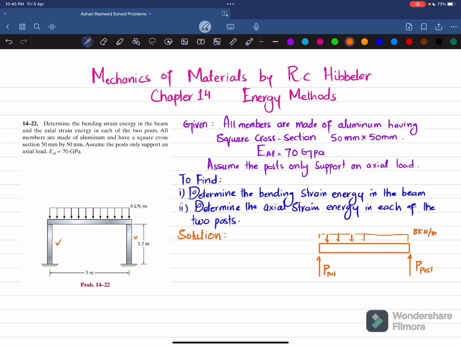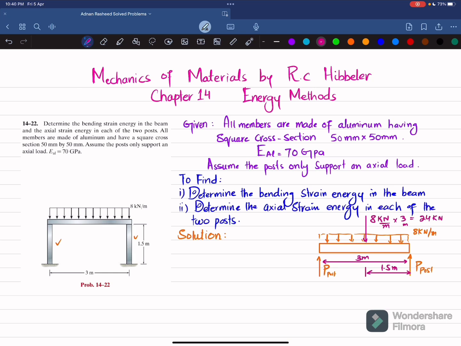So we will find this P of post by using the equation of equilibrium. So what will be the equation of equilibrium? The first step is that we will convert this distributed load into a point load. So this will be equal to 8 kilonewton per meter multiplied by the length, and the total length of this beam is given as 3 meter. I will multiply it with 3 meter. So this will give you a 24 kilonewton load, and that will act at a distance of 3 divided by 2, which is 1.5 meter from either side.